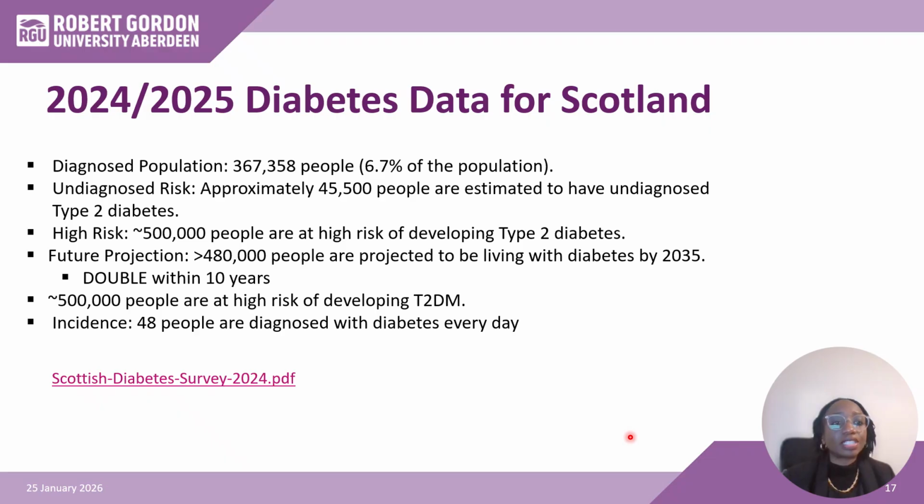When it comes to Scotland, around 6.7% of the population have been diagnosed with diabetes, and over 45,000 people remain undiagnosed. There are over 500,000 people who are at risk of type 2 diabetes, and there's a future projection that by 2035, almost 500,000 people will be living with diabetes in Scotland, which has doubled in the last 10 years. And it's documented that 48 people are diagnosed with diabetes every day. So that's quite significant if you look at it.